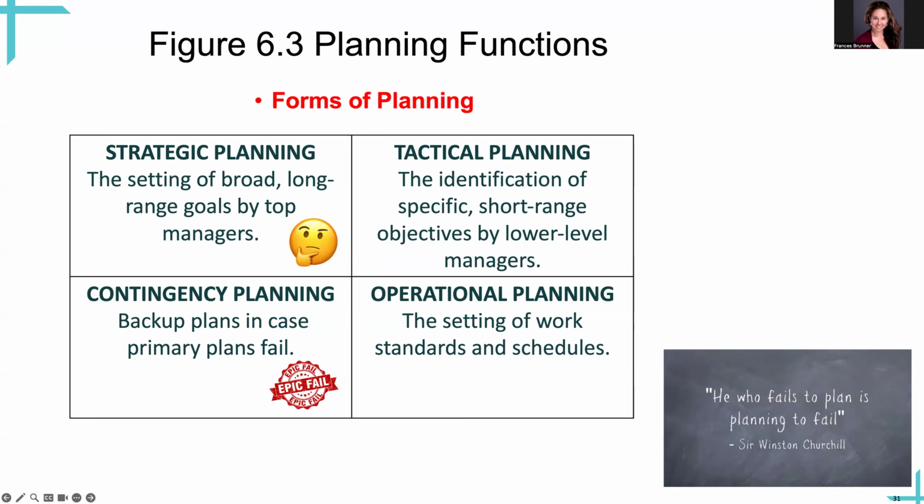So there are four different forms of planning functions. Strategic planning, as we talked about, starts at the top and it is broad and long-term in nature. It's created by top management. Tactical planning is at the other end. That is the job of the lower level managers, and it helps them to achieve their goals and fulfill their objectives in the short-term manner. Operational planning is the overall scheduling of work and setting standards and procedures for everyday production or services.